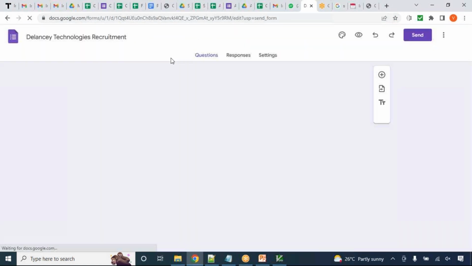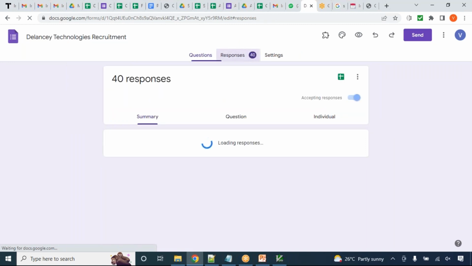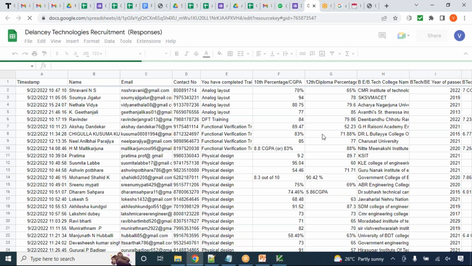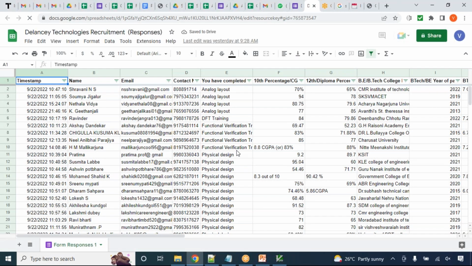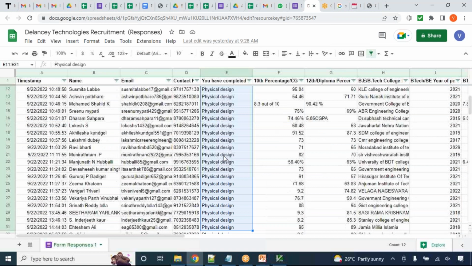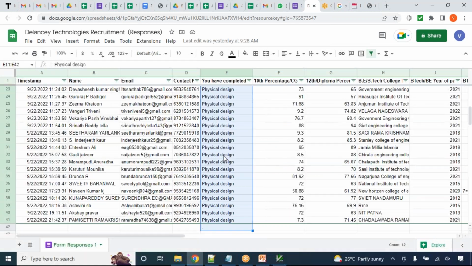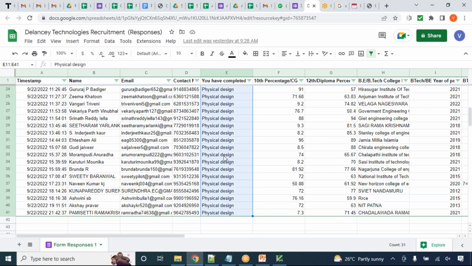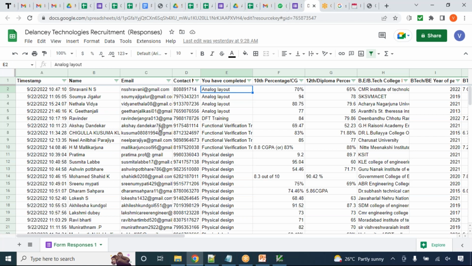If I check how many people have applied, around 40, but 40 is across the domains. It's not just design verification. The 40 includes analog layout, some 4 people in functional verification, and a lot in physical verification and other things. How many have applied only for functional verification? Only 4 people. Just now this guy came and said he got a job.